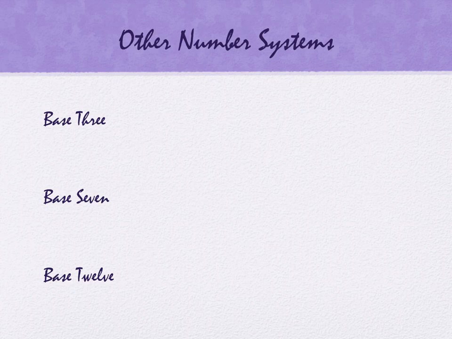3 single-digit numbers, but they always start at 0. So 0, 1, 2, 3. These are the only digits in the 3 universe, right? So in the universe where we've got base 3, there's only 3 digits. It's 0, 1, and 2.